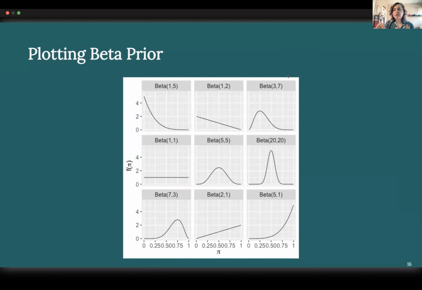How does it look when alpha is less than beta? How does it look when alpha and beta are equal to each other? How does it look when beta and alpha are different? Beta is greater than alpha.